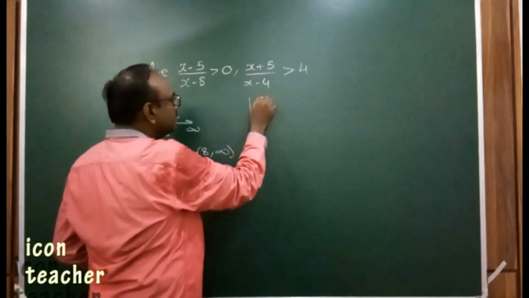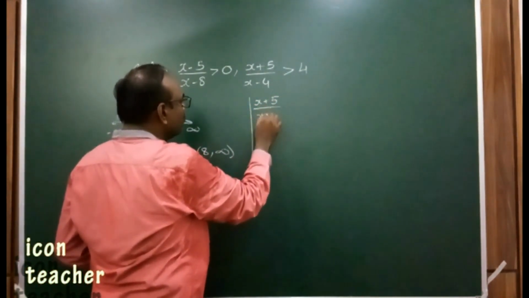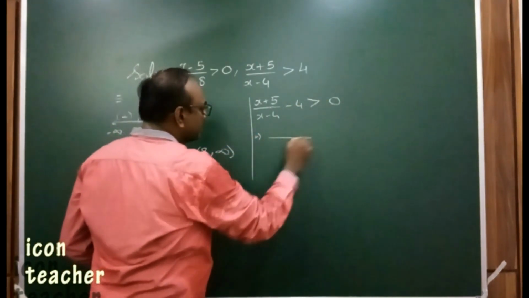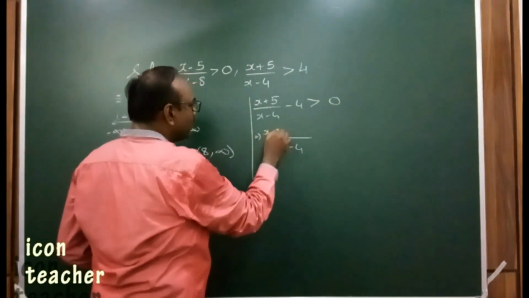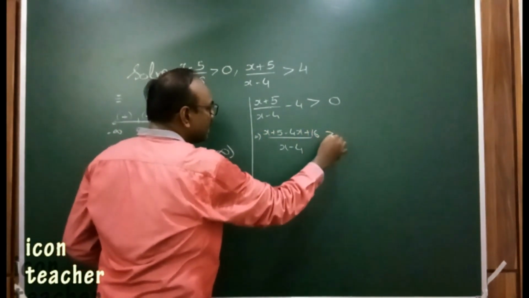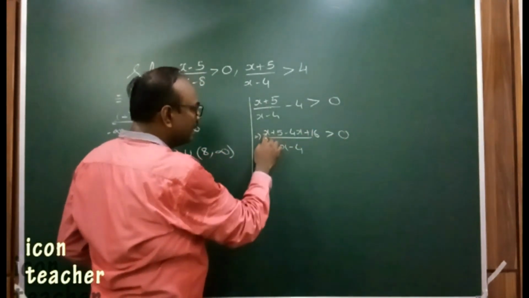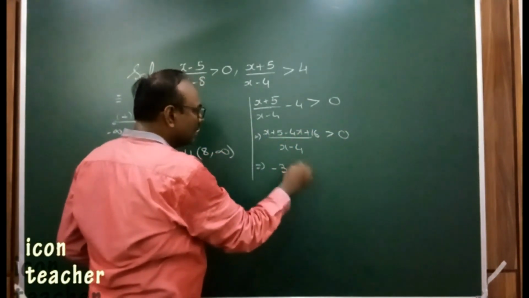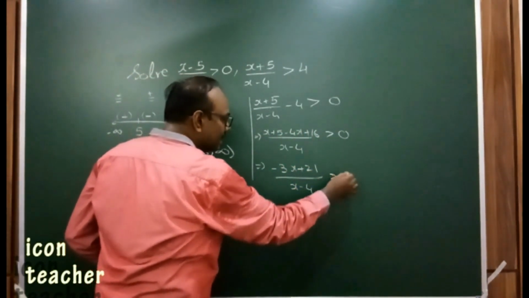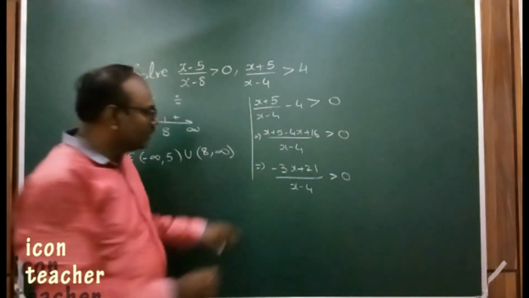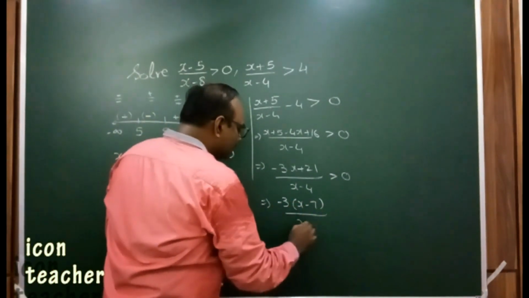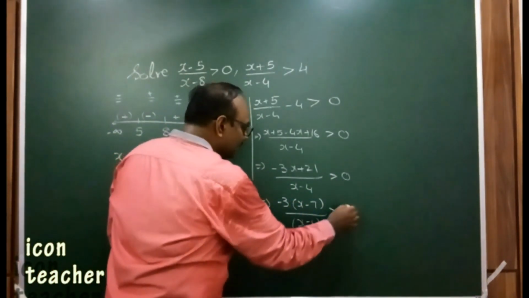So we write it as (x plus 5) by (x minus 4) minus 4 is greater than 0, which implies, taking LCM as x minus 4, we get x plus 5 minus 4x plus 16 over x minus 4 is greater than 0, which implies x minus 4x is minus 3x, 5 plus 16 is 21, so minus 3x plus 21 by x minus 4 is greater than 0. Now we can take minus 3 common, so we get minus 3 times (x minus 7) by (x minus 4) is greater than 0.